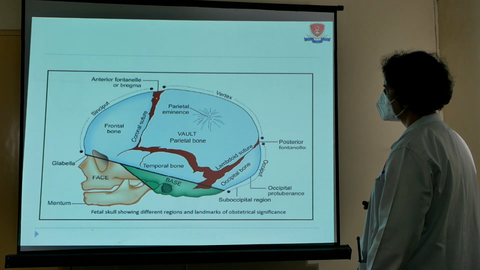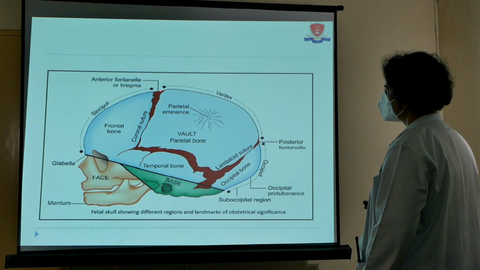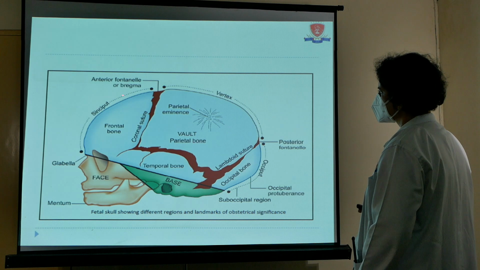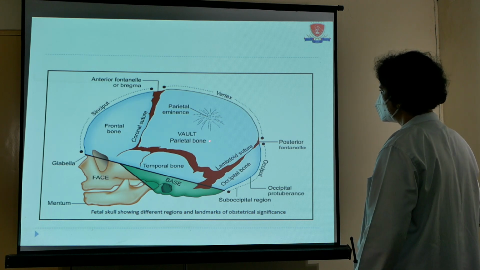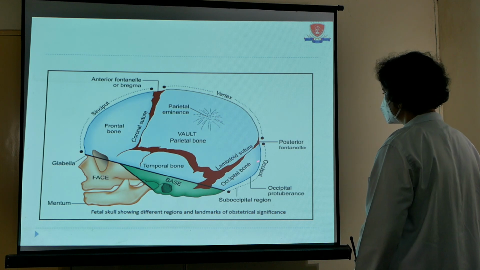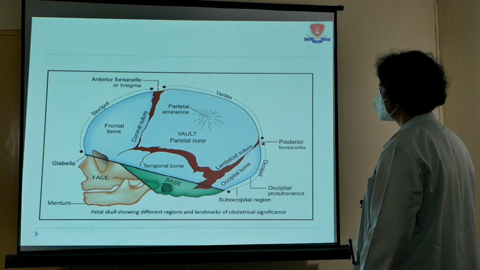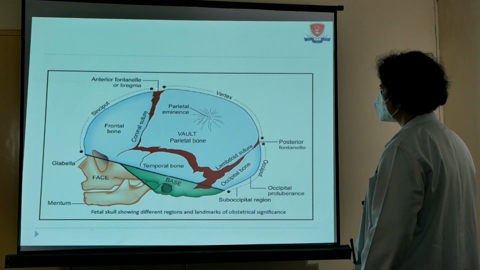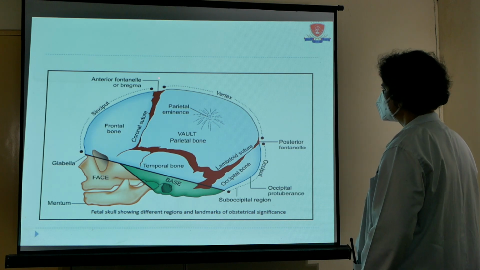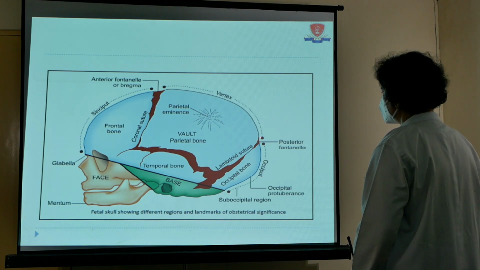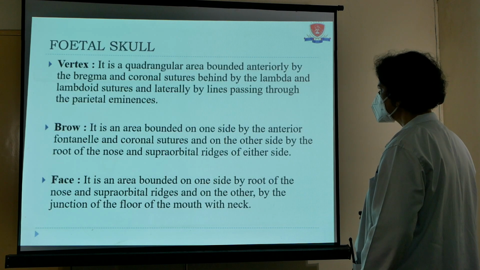Here you can see these lines, these are sutures, and these are fontanelles, and these are divided by the different bones. These are the frontal bones, there are two frontal bones, two parietal bones, and one occipital bone. So overall there are 5 bones, and the vertex is the area over the parietal bone. This is the anterior fontanelle and this is the posterior fontanelle. So the whole of the parietal bones is included under the vertex, from the anterior fontanelle to the posterior fontanelle.